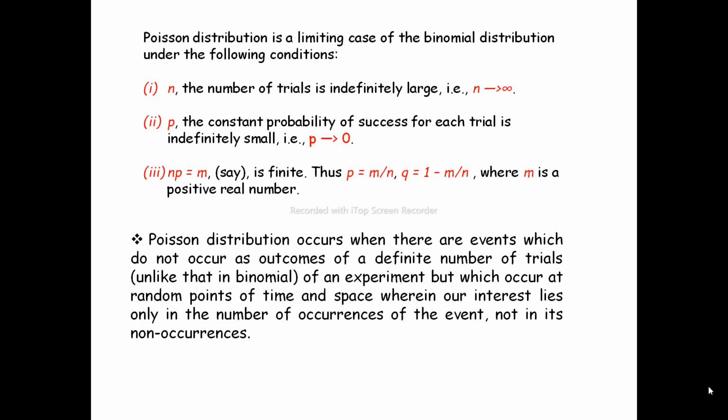So basically, a Poisson distribution is a probability distribution that is used to show how many times an event is likely to occur in a specified period of time. It is a count distribution and we are not concerned with non-occurrence, that is the value of q. We are concerned with the occurrence of a particular event.